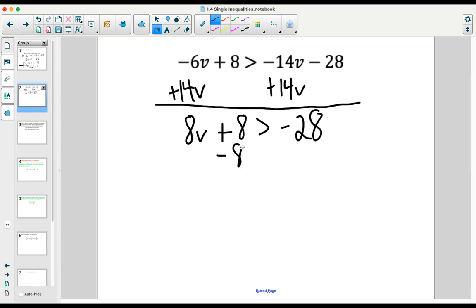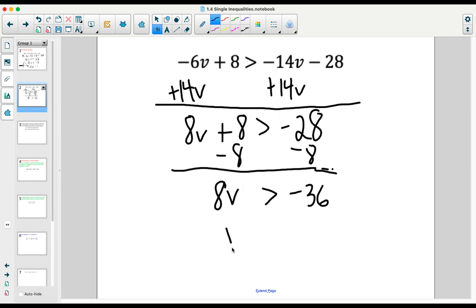I'm going to subtract 8 from the left of the inequality. Now I'm just down to a regular two-step inequality. 8v is still there. Negative 28 minus 8 is negative 36. And we end with v is greater than negative 4.5.